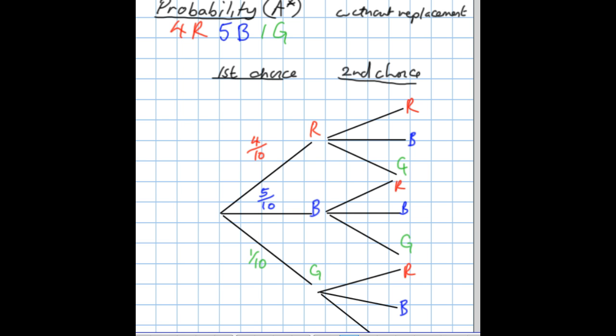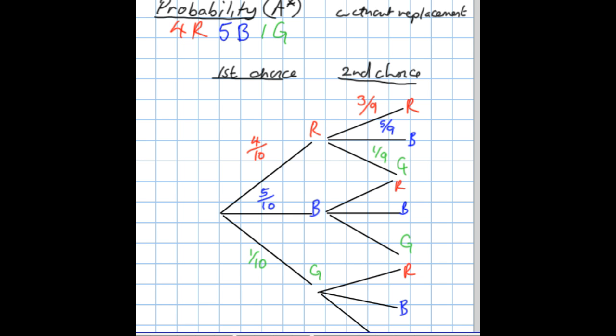Now, if I've drawn a red ball in my first choice, what's the probability of drawing a red ball in my second? 3 ninths. There's only 3 of them left out of 9 balls in total. The probability of blue, well, there's still 5 blue balls out of 9 in total, so that's 5 ninths, and the probability of green is now 1 ninth. And they should all add up to 9 ninths or 1.